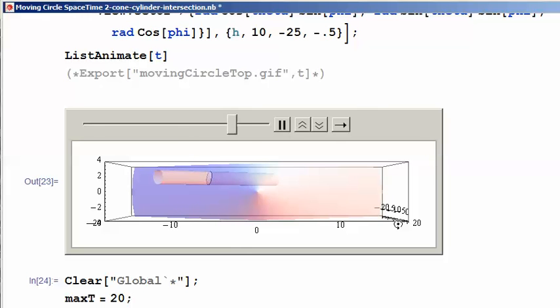Only at the point where the circle is perfectly aligned with your eye, with your viewpoint, only at that point do you see the standard Lorentz contraction. But when it's coming toward you or away from you, you get more elongation, or a little bit more contraction as it's moving away from you.